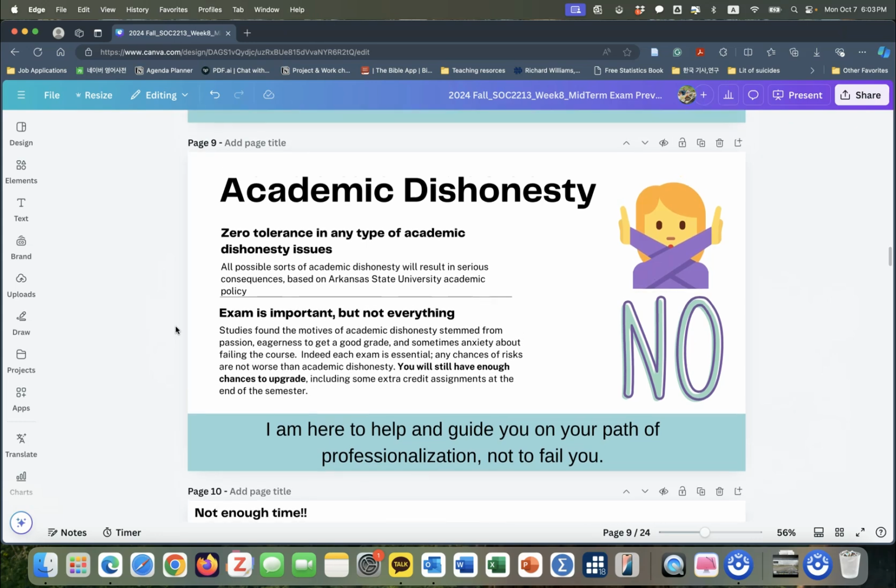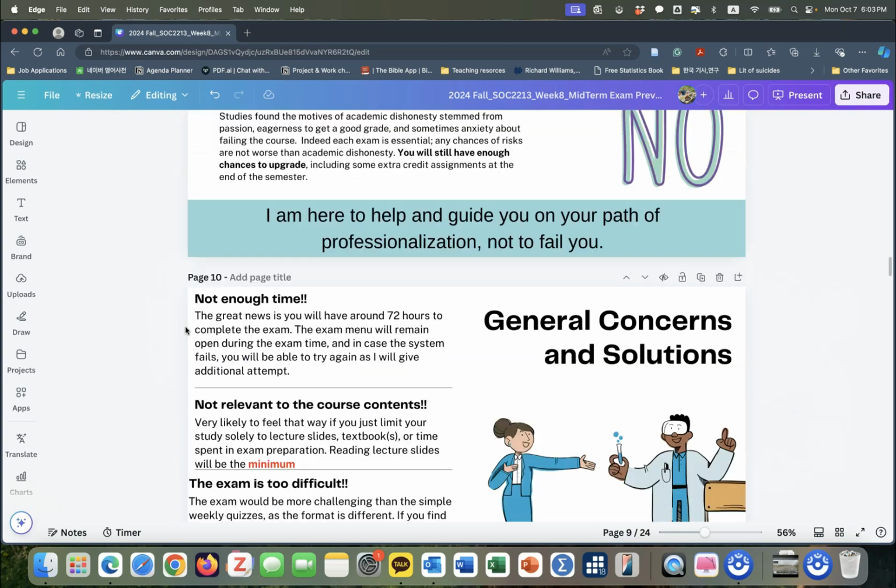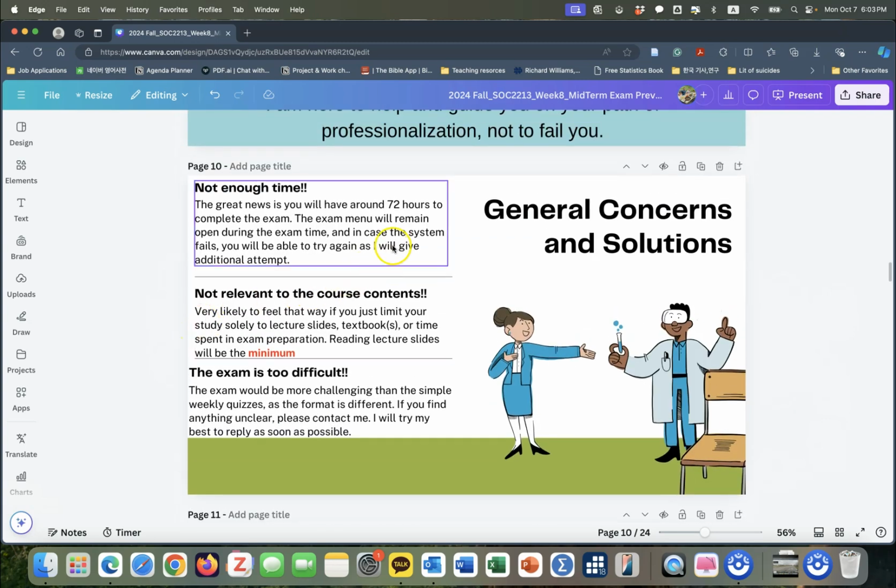There is zero tolerance for academic dishonesty. Even though I do not have a proctor, I will use the AI detector provided by the university, and any reasons and any ways to detect AI. So please pay full attention to your academic integrity. Even though I give you the 72 hours, you may say that it's not enough time. So please plan ahead, mark up your calendar, and complete your exam within the time.